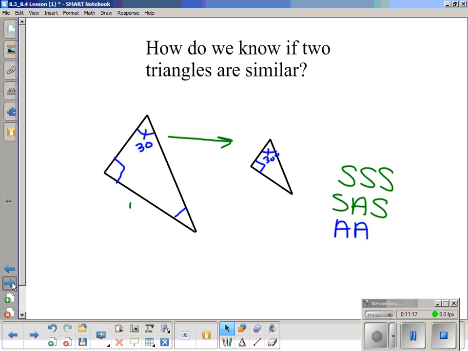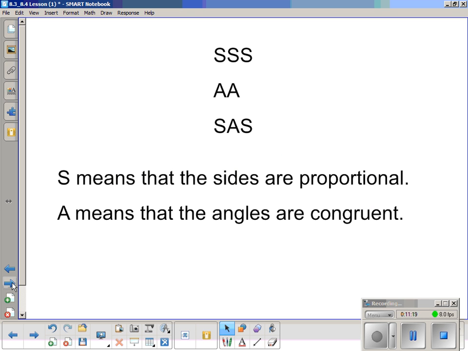So restated nicely, side-side-side, angle-angle, and side-angle-side are my three similarity conjectures. The difference between similarity and congruence is that S no longer means the sides are equal or congruent. The key word is proportional. In similar triangles, the angles are still congruent. Okay, so quickly take a look at this.